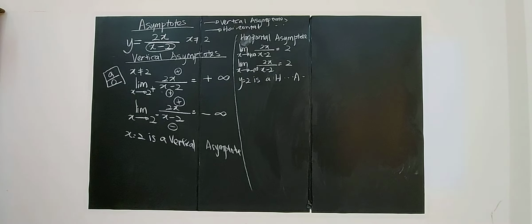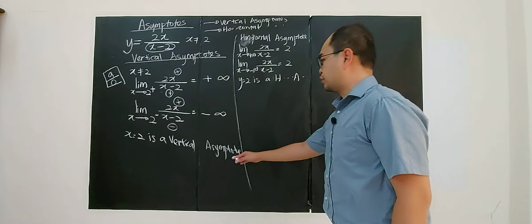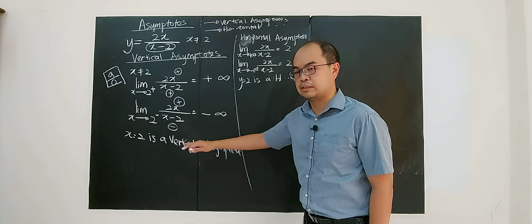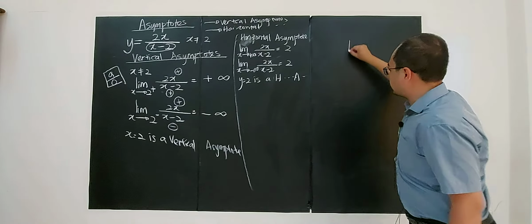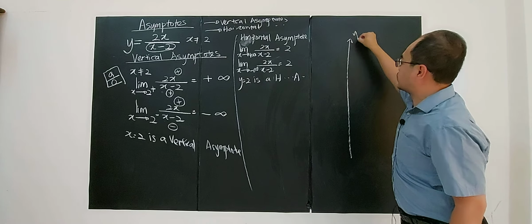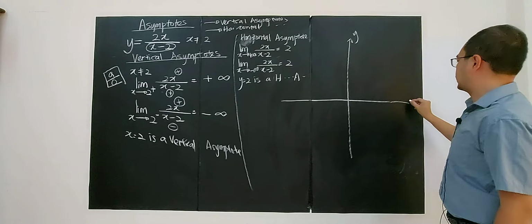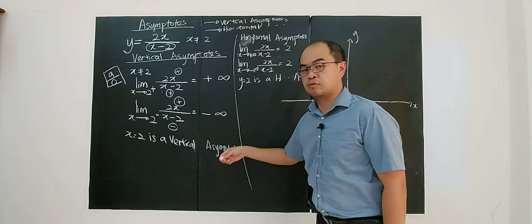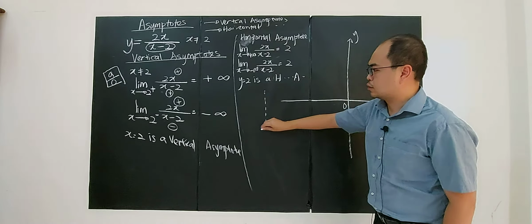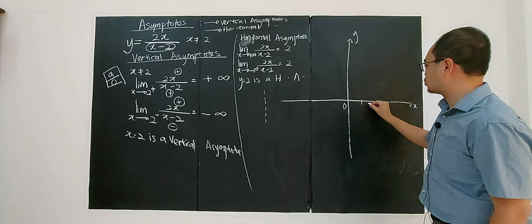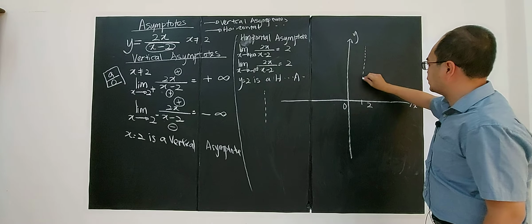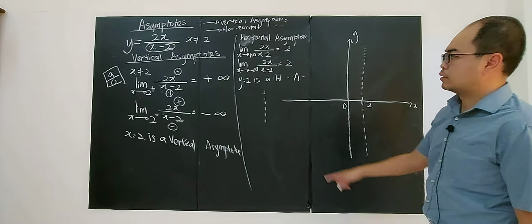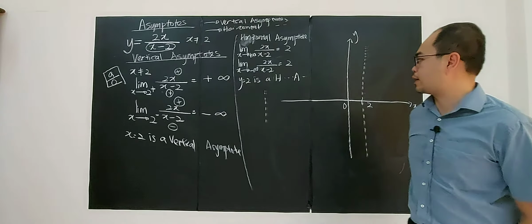Alright, let's look at the vertical asymptote and the horizontal asymptote. So x equals 2 is the vertical asymptote and this is the horizontal. So, I'm sketching the graph. Limits will tell me the direction of the graph, the characteristic of the graph. As you know, the line x equals 2 is already verified as a vertical asymptote, and we have one horizontal asymptote, y equals 2.